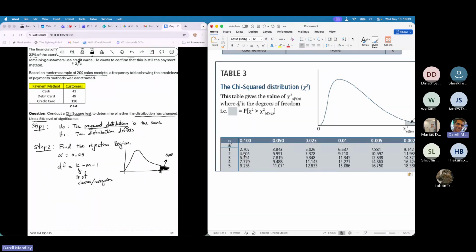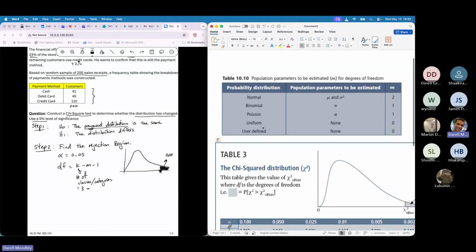Now, if you look at our question, how many categories are there? There are 3 categories. There's cash, there's debit cards, and there's credit cards. So in this example, your k is 3. Now, your m. The m is given by this table here.